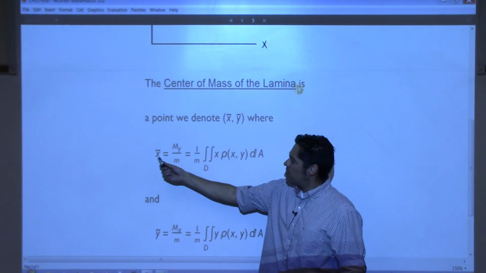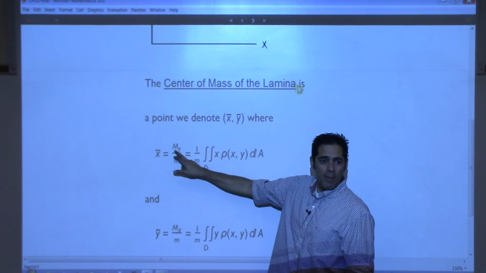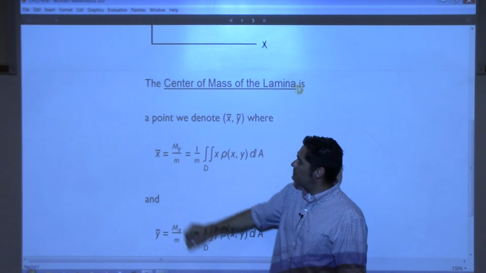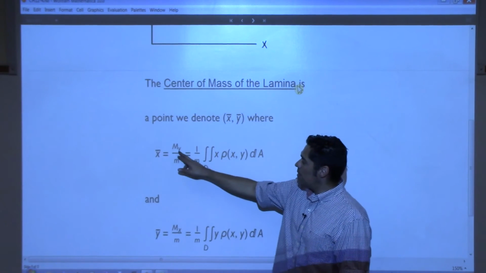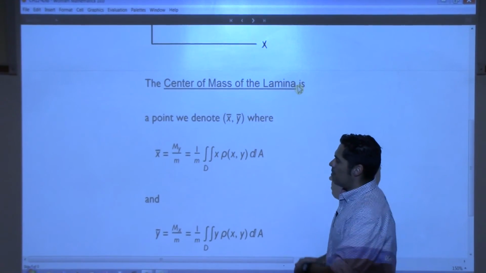To compute the x coordinate, you have to take the moment and divide it by its mass. To find the x coordinate of the center of mass, you take the moment about the y-axis and you divide it by the mass. Remember, this was the moment, right?